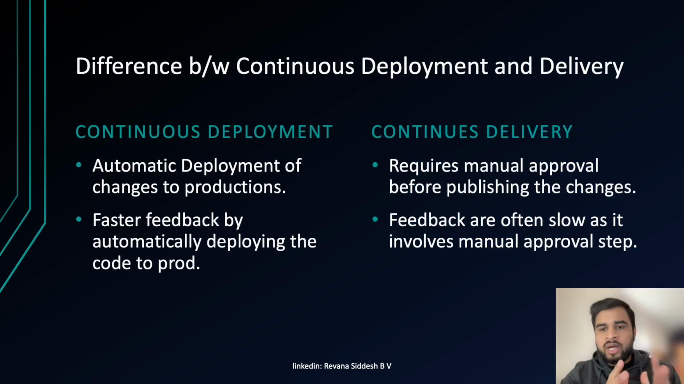So, till now we have spoken about continuous deployment and continuous delivery. So, let's also talk about the difference between these two. Continuous deployment allows you to deploy changes to production automatically, whereas continuous delivery requires a manual approval before pushing the code into production. So, with this the feedback is often slow as this involves the manual steps of approval, but with continuous deployment, feedback is very quick.